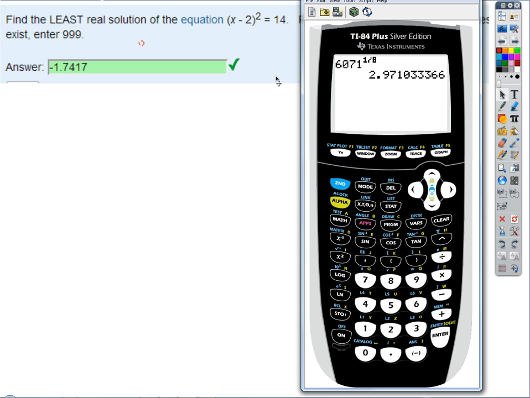I could square root both sides and add 2, that's fine. Or, it's a graphing calculator test. I could just graph this on one side. So y1 is x minus 2 quantity squared, y2 is 14, and find the intersections.